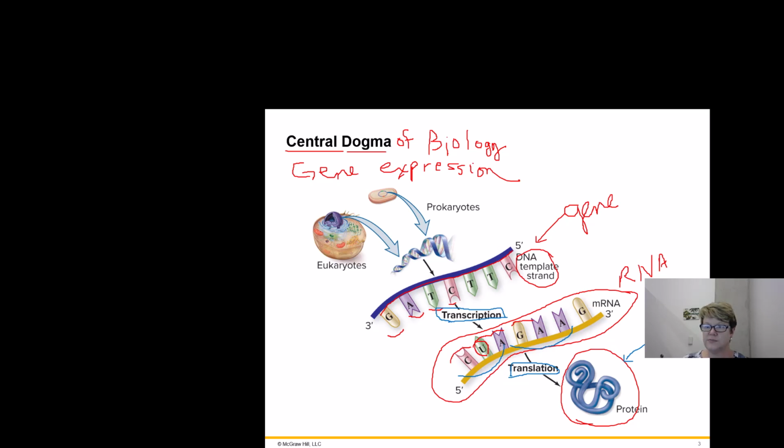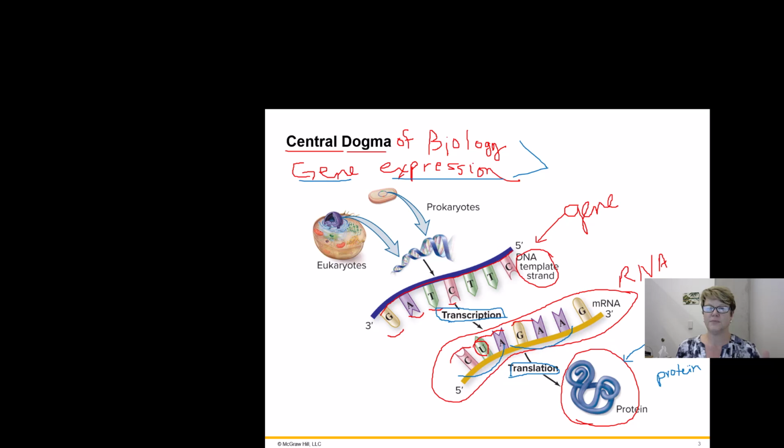Once a protein is built, it folds into its secondary, tertiary, and quaternary structures. Remember, shapes. And because of its shape, that protein does a certain job inside the cell. So the central dogma of biology includes transcription followed by translation. Gene expression also involves transcription followed by translation. So these mean the same thing.